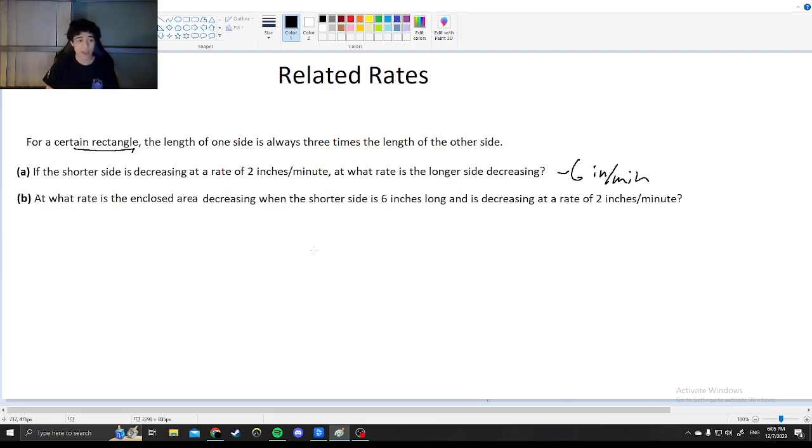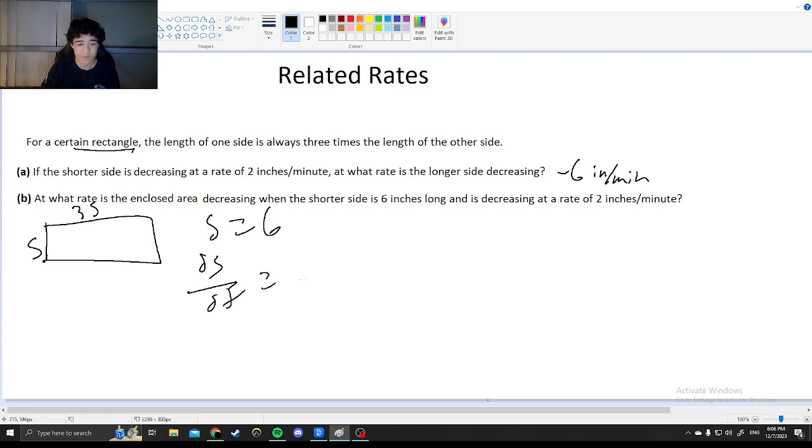And question B says, at what rate is the enclosed area decreasing when the shorter side is 6 inches long and decreasing at a rate of 2 inches per minute? So again, let's write down all the information that we have. We know we have a rectangle, and we know that we have a short side, and we have a long side. In this case, I'm just going to label L as 3s, because we already know that it's 3 times longer than the short side. What else do we know? We know that the shorter side is 6 inches long, and we know that it is decreasing at a rate of 2 inches per minute, right? So we know that the shorter side equals 6, and ds over dt equals -2, right? It's the change in the side over the change in time is -2, because it's decreasing by 2.